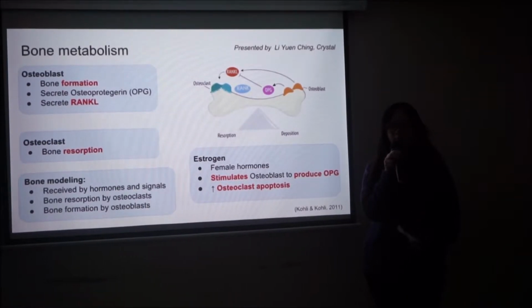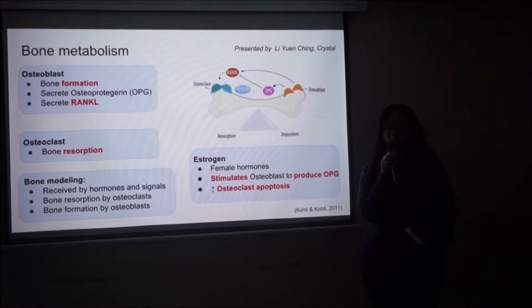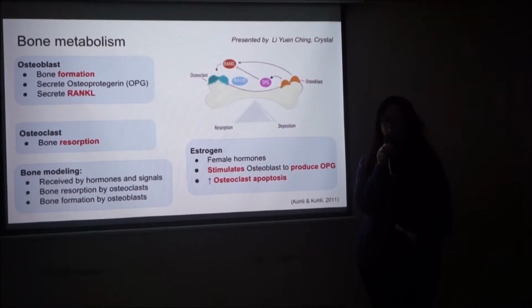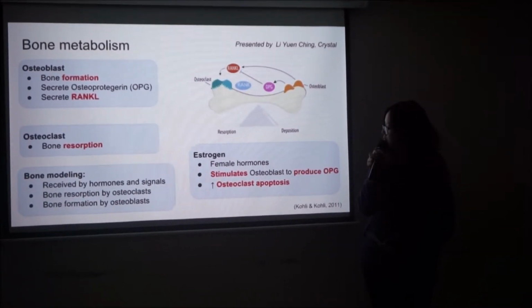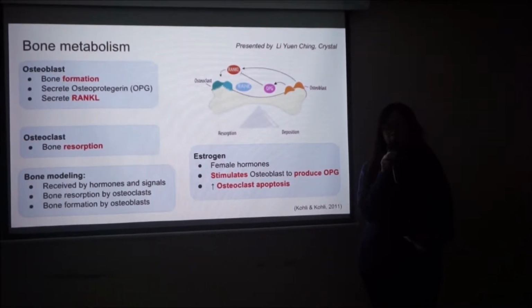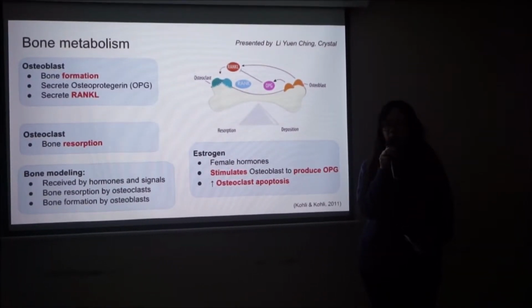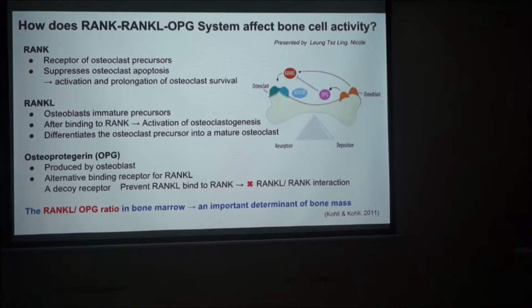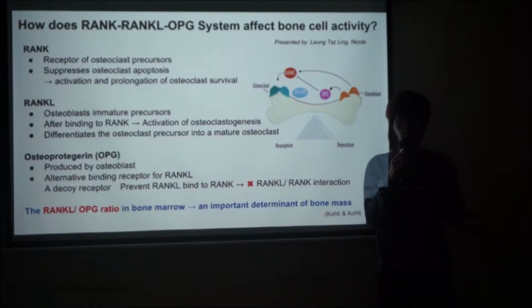Estrogen is a female hormone. It plays a vital role in bone metabolism, which stimulates osteoblasts to produce OPG and cause osteoclast apoptosis. Now, I will pass the time to Nicole to talk about the following. Thank you, Crystal, for the presentation.